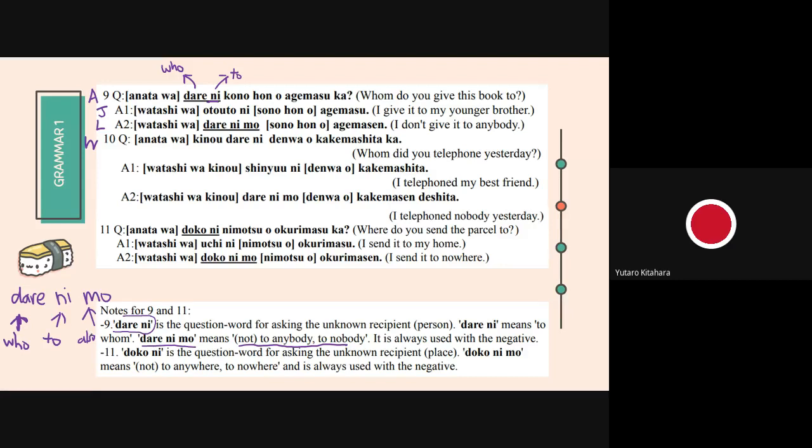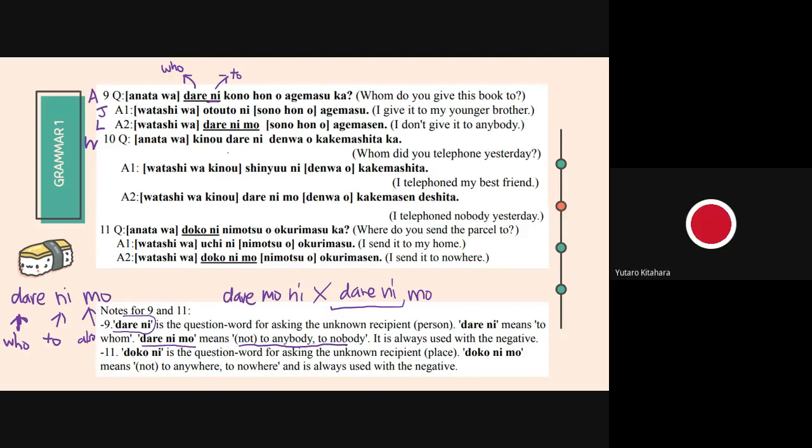Anyway, usually memorizing is easier for this part. A common mistake is that students may put dare mo ni, which is wrong. It is dare ni mo, dare ni stays together, because to who also didn't give, okay? Something like that. But after you see it a few more times, you can understand it. Number 10, Wenda. Anata wa kinou dare ni denwa o kakemashita ka? Very good. Okay, who did you call yesterday?